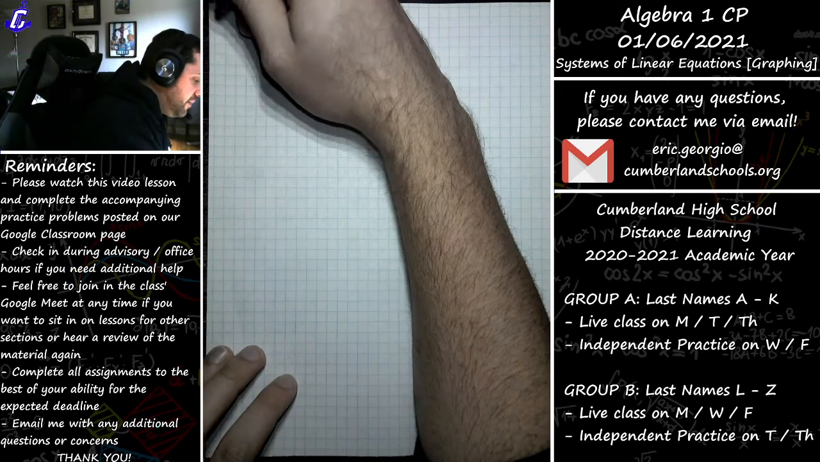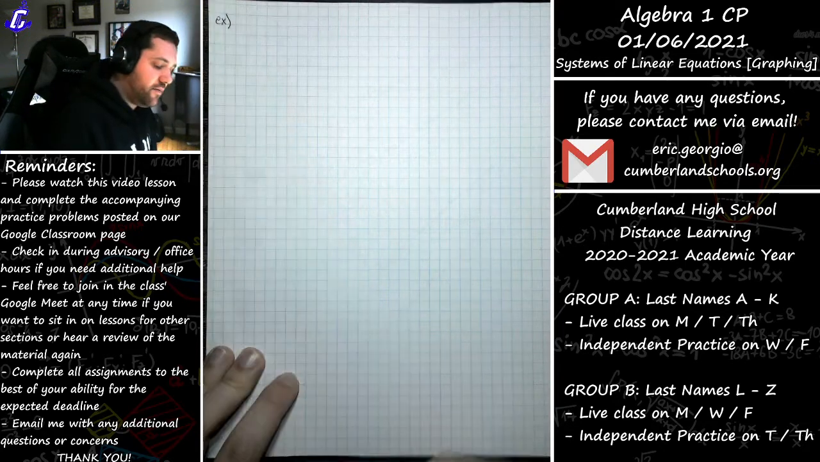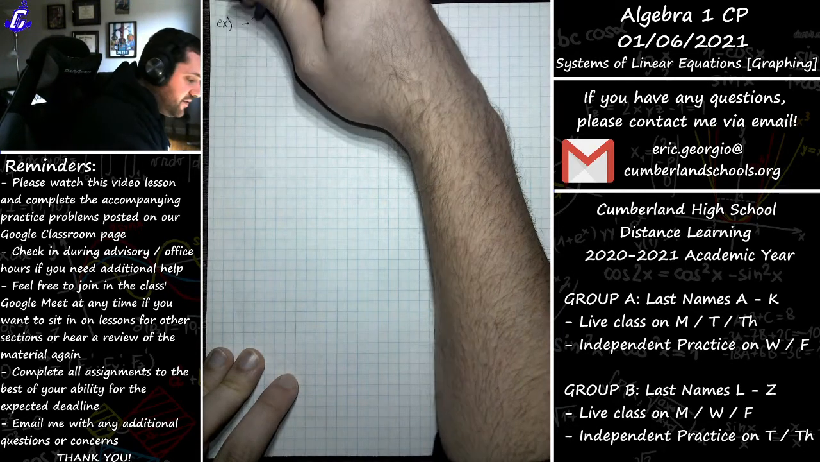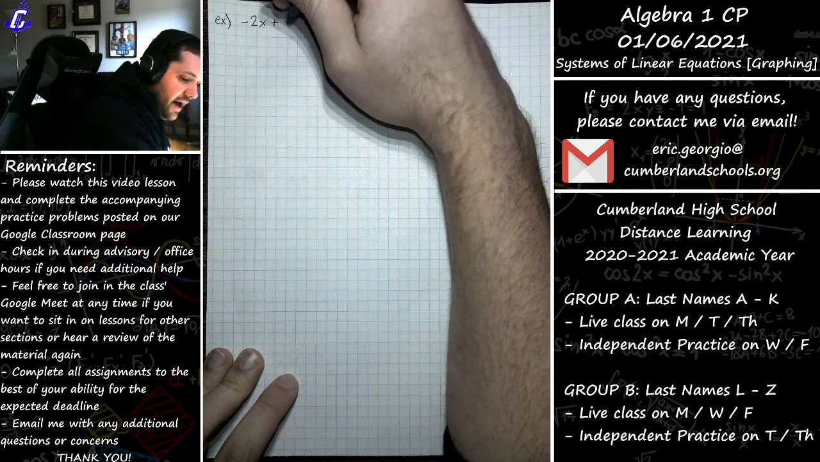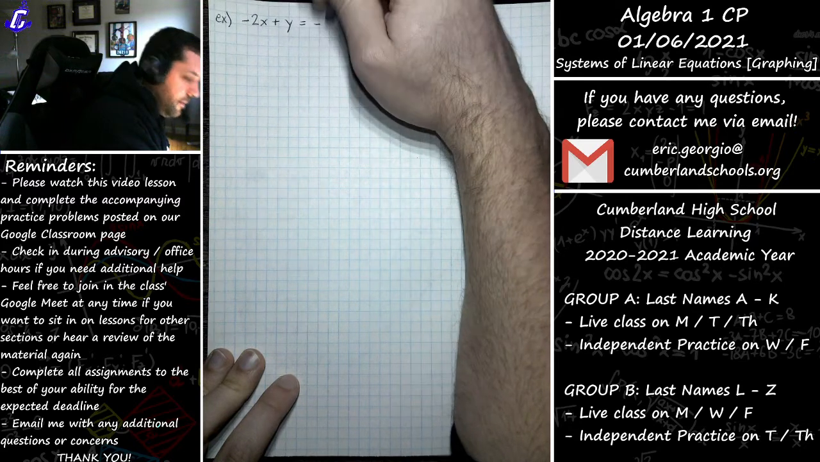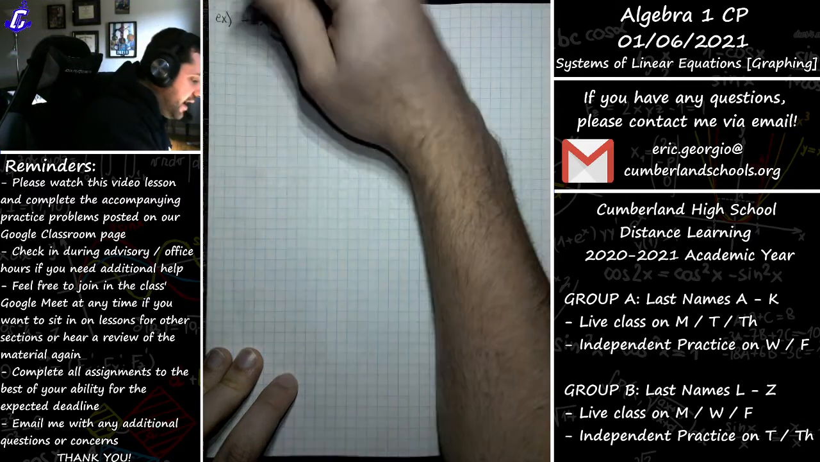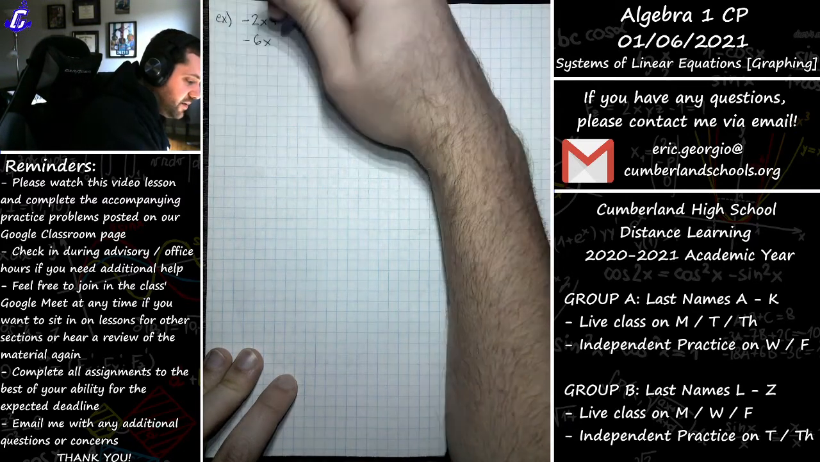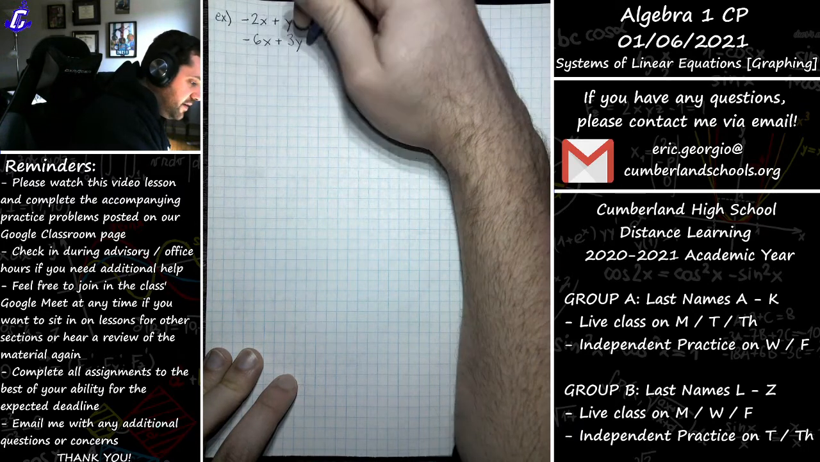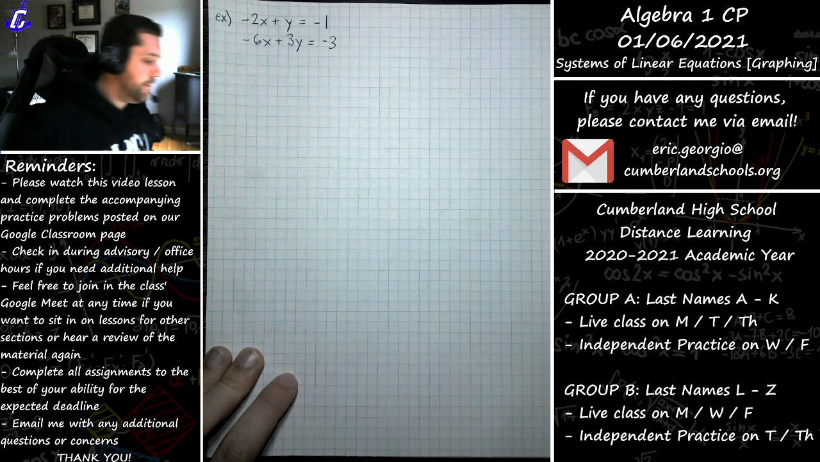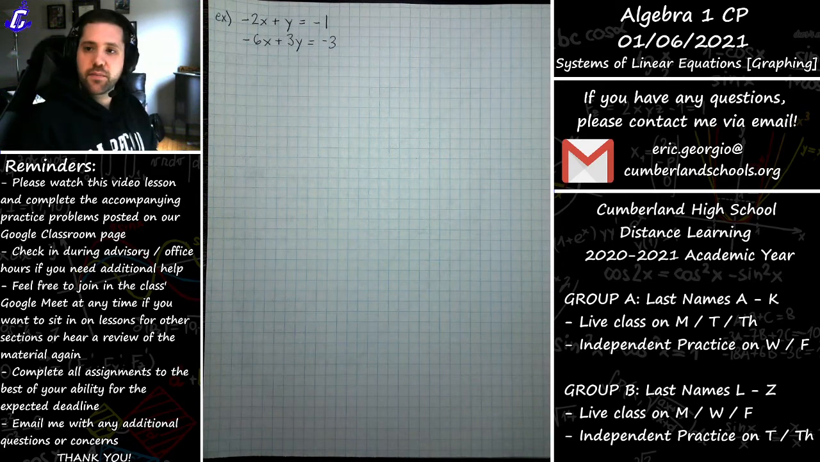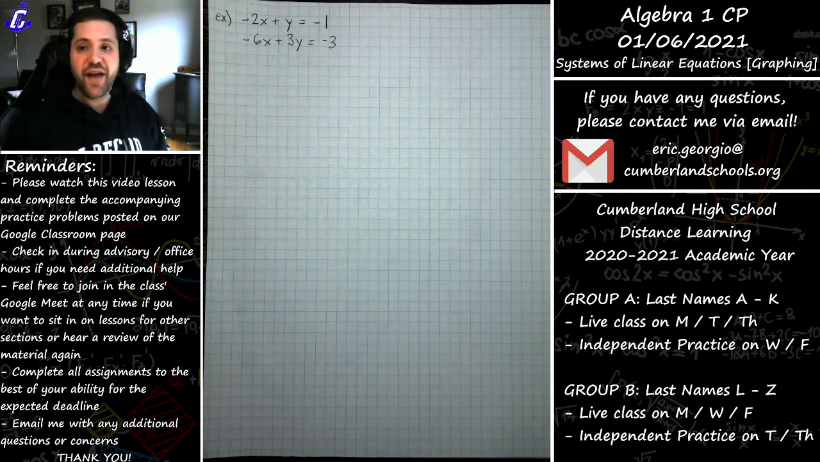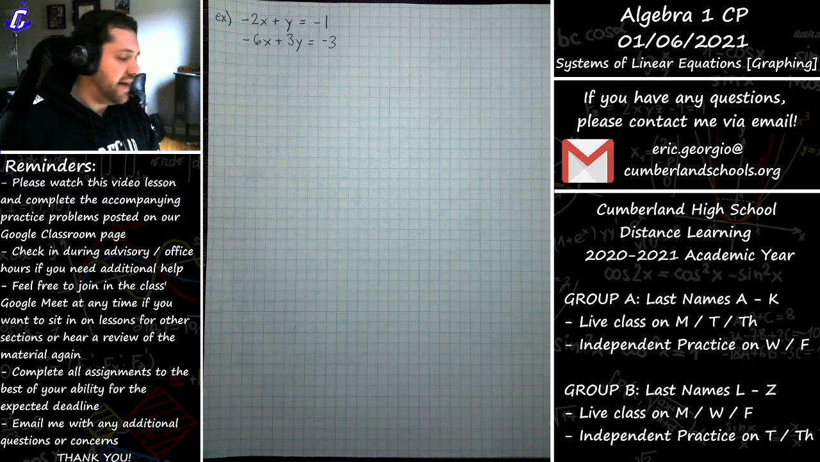Take a look at a problem like this. Ready? If I have negative 2x plus y is equal to negative 1, and suppose I have negative 6x plus 3y is equal to negative 3. See that? It may not be obvious right off the bat that this is a special case. So you may go ahead and try to just proceed and solve it, right?